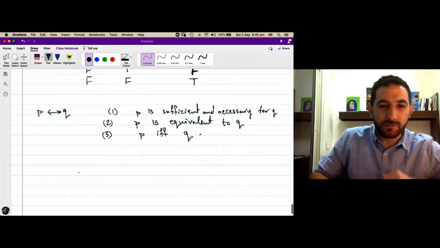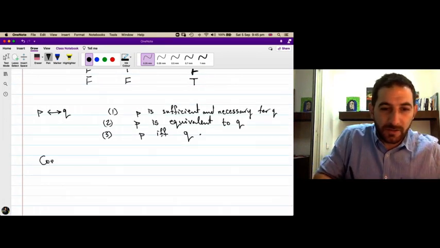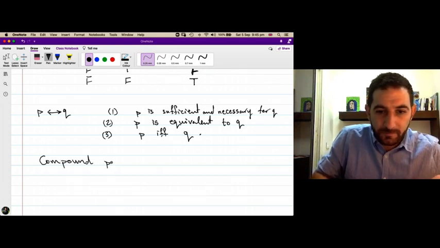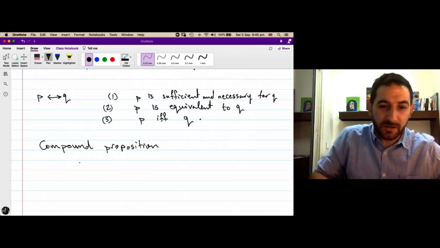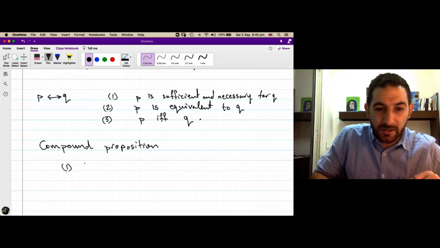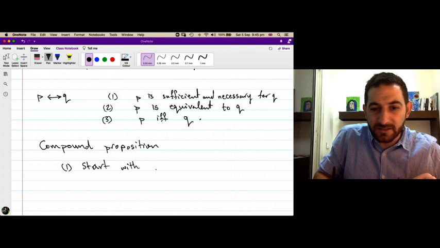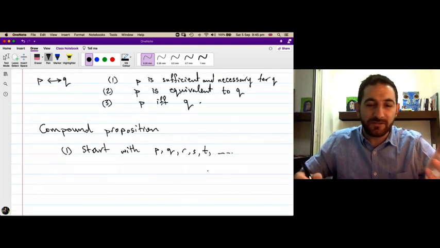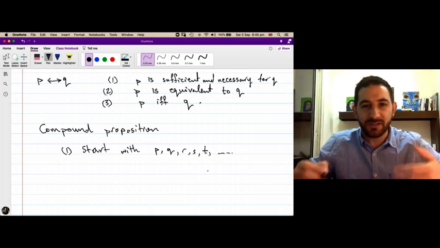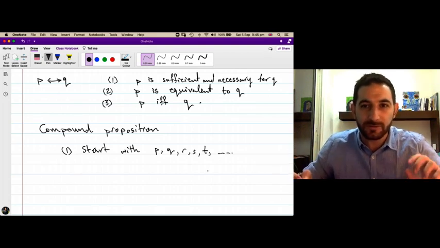So now we are ready to say what is a compound proposition. So a compound proposition, which is the title of this session, is any proposition you construct by doing the following. One, start with propositional variables, say P, Q, R, S, T, any propositional variables you want. Remember, a propositional variable is a variable which represents a proposition, and a proposition is a declarative statement which is either true or false, but not both.